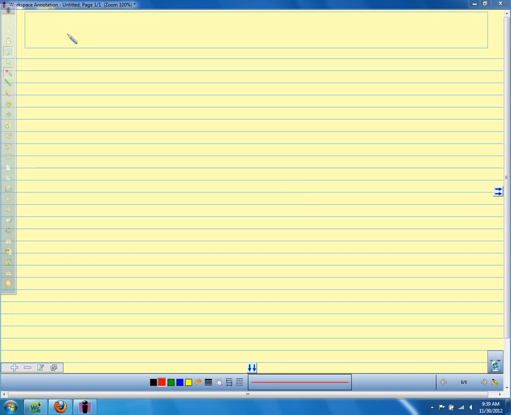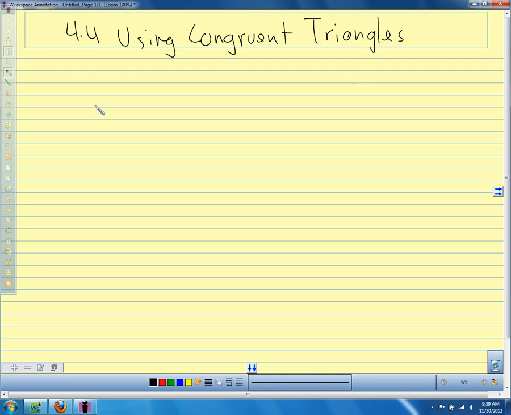All right, so we're in section 4.4, and we are going to figure out some things that we can learn from using congruent triangles. Now when we talked about, right at the beginning of the chapter, we talked about congruent polygons.